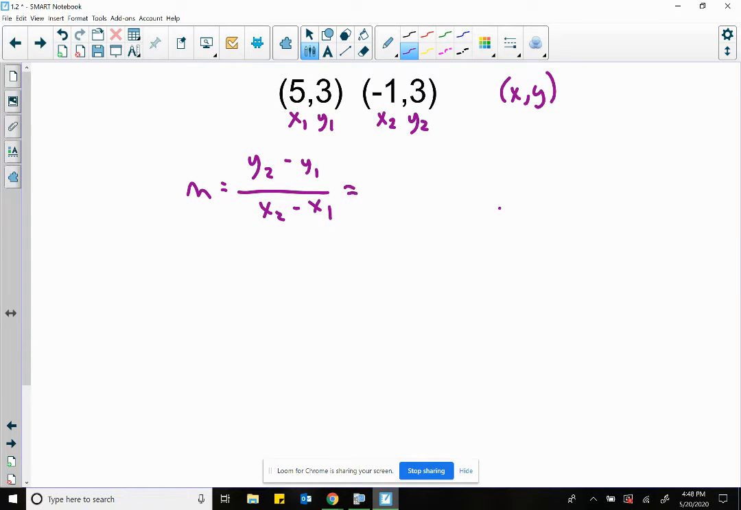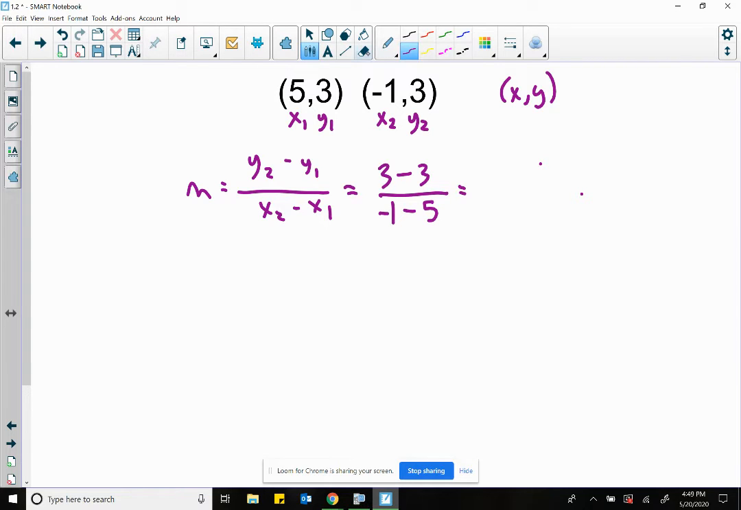Now, there is no reason why you should mess up plugging into this. If you mess up plugging into this, you're not paying attention to what you've already labeled. Okay? So we're just going to grab numbers. So y2, that's 3. Minus, okay, the minus is from the formula. y1, that's 3. x2 is negative 1. Minus, because that's from the formula, x1 is 5.